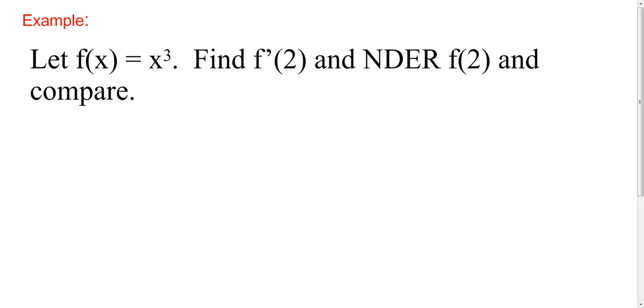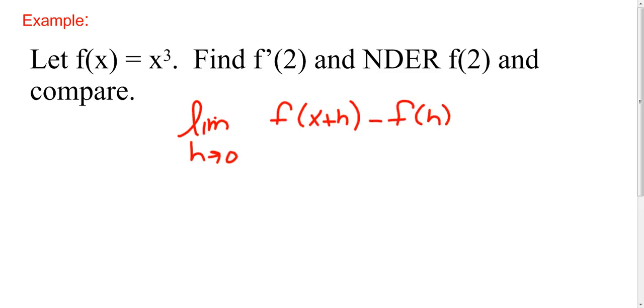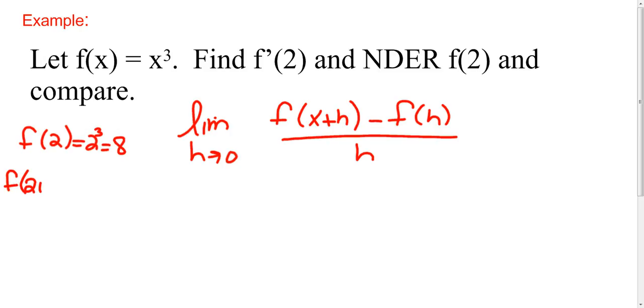So first of all, if you remember, to find the derivative by hand, you had this formula: f of x plus h minus f of x over h. Okay? So here we go. In this case, I have f of 2 is 2 cubed, which is 8. And then I have f of 2 plus h, okay? Because my x is 2.